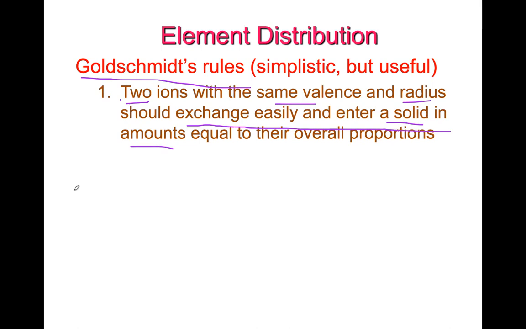So if you had elements A and B in a 1:2 proportion, then in the residual solid also, you must have those two elements in the same proportion, right? It doesn't mean the same concentration. Remember, that is proportion only. If you take the compositional ratio, you will have the same proportion there. That is the first rule of Goldschmidt.